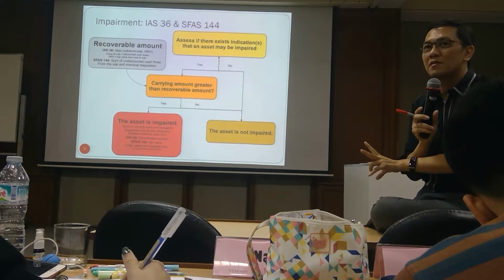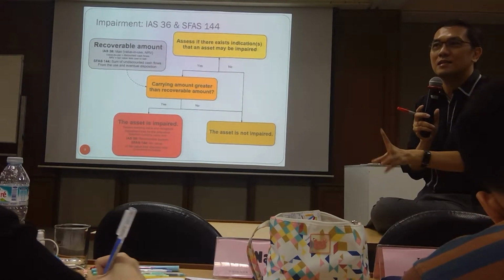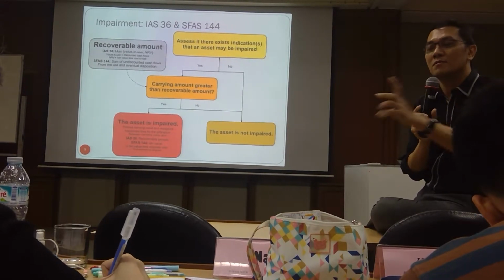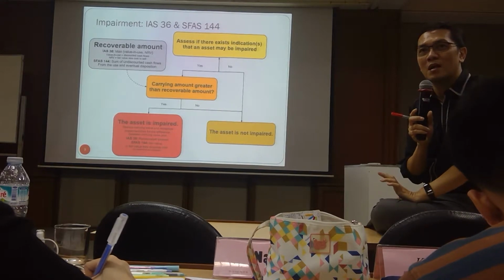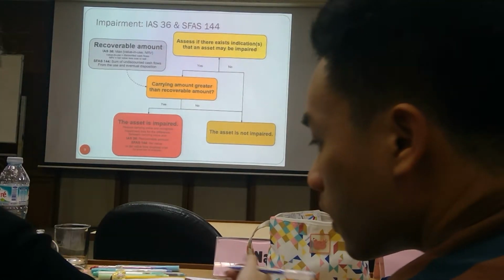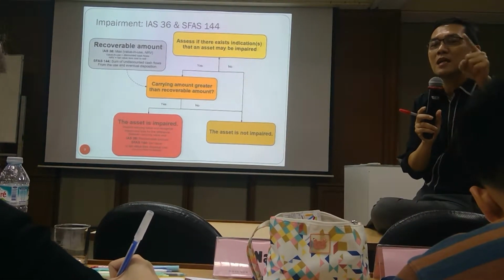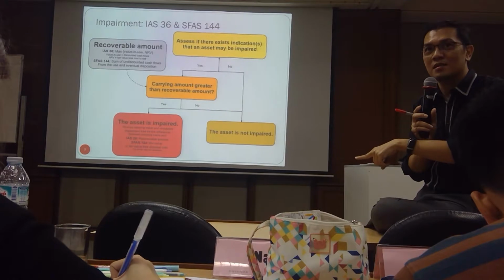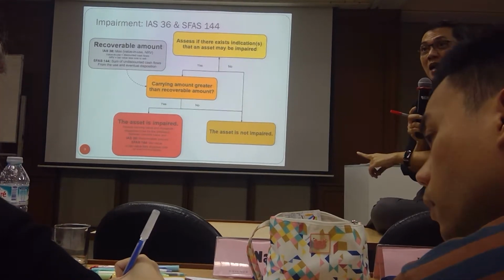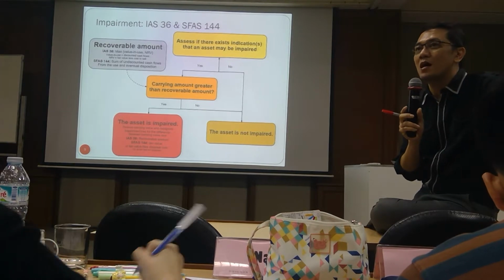Some people get confused about market value and net realizable value. In the US, we use LCM, lower of cost or market value. But for international accounting standards, we're not going to use market value. We use LCNRV, lower of cost or net realizable value. Which one is lower? That's for the inventory part.